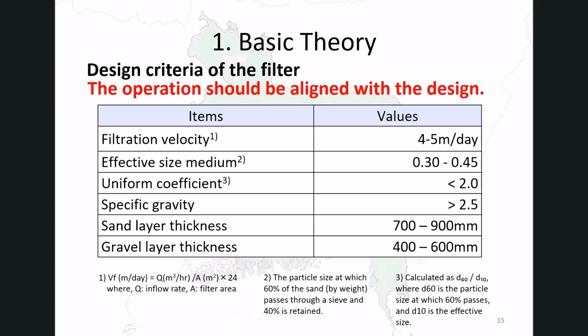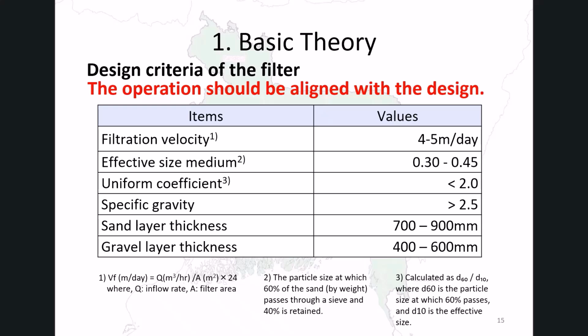The operation of the filter must follow the original design values. Filtration velocity should be maintained between 4 and 5 meters per day, which is approximately 0.2 meters per hour. It is calculated by dividing the inflow by the filter area. The sand media must satisfy specific size conditions. The effective size, which is the particle size at which 60% of the sand by weight passes through a sieve and 40% is retained, should be between 0.3 to 0.45.